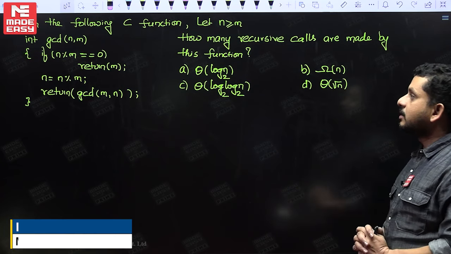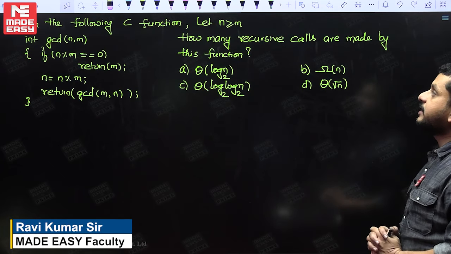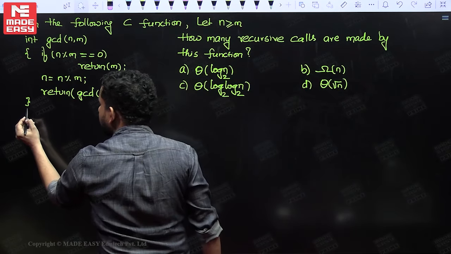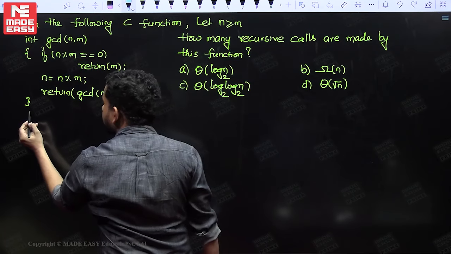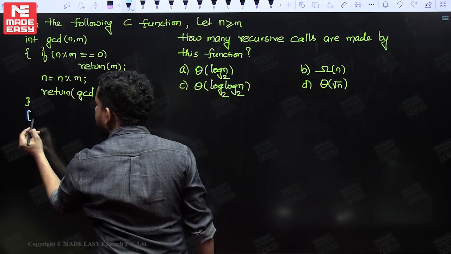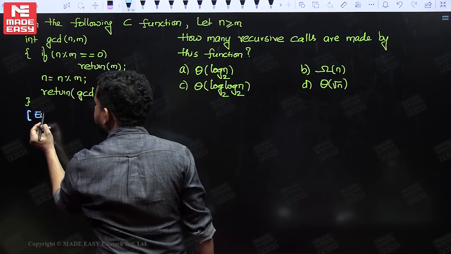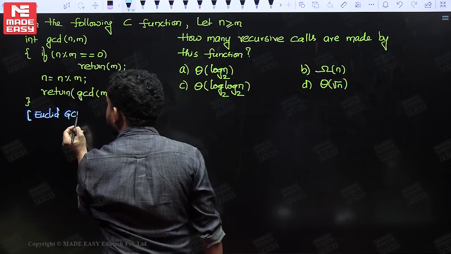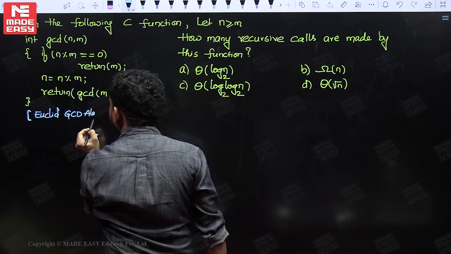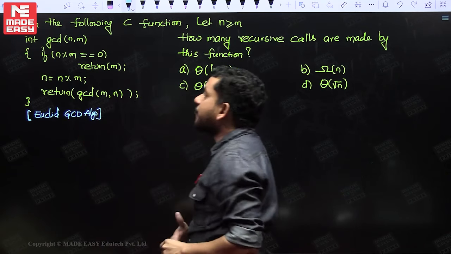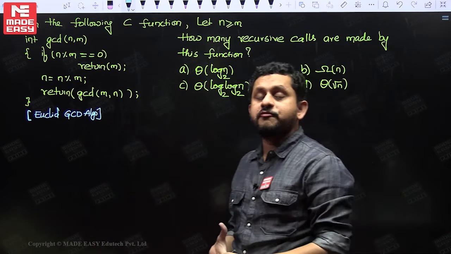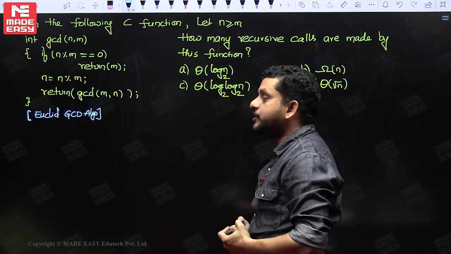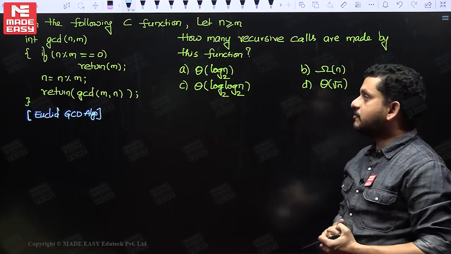See this question. In the following C function, let n be greater than m, of course integers. It's the Euclid GCD algorithm. Okay, this is one of the standard algorithms. So it is this procedure, also called the Euclid GCD algorithm. So what is the time complexity to find the greatest common divisor of two integers n greater than or equal to m?